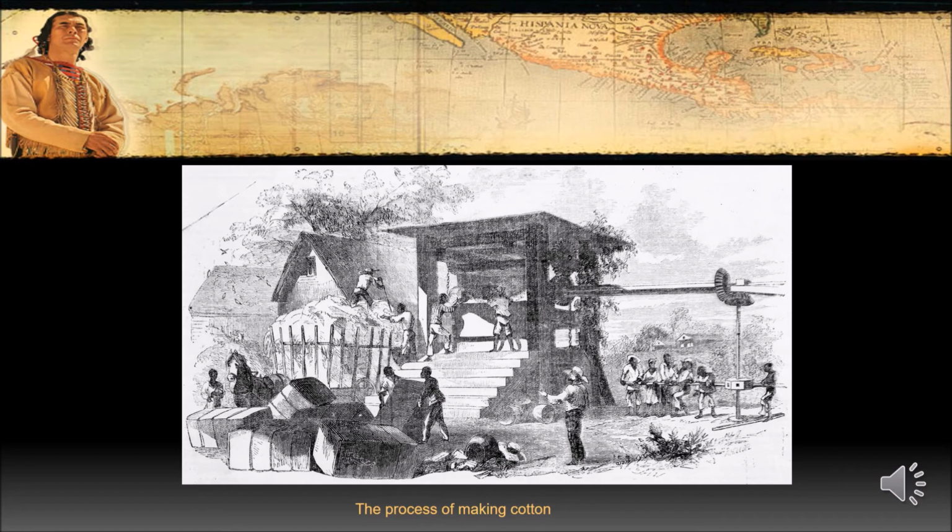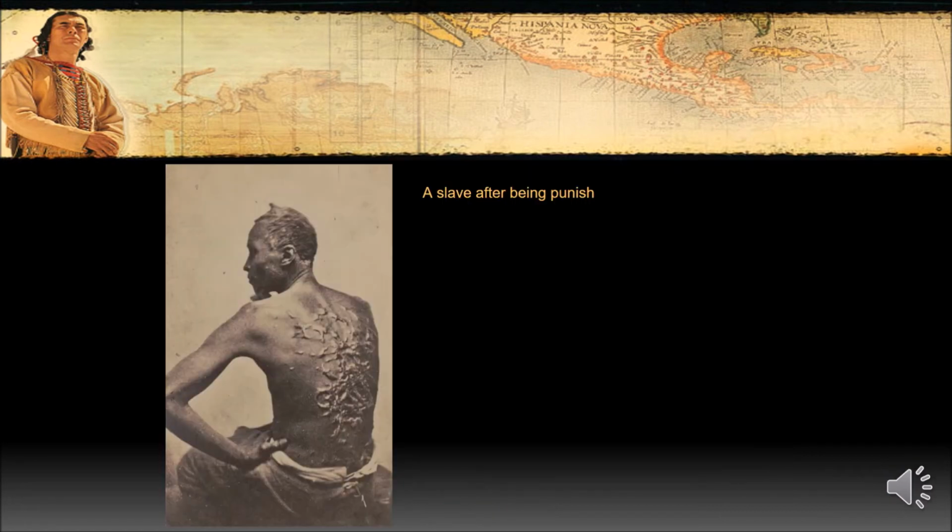The image shows how slaves worked, in which they must do heavy work. Meanwhile, white people also worked but did not do heavy work, and some of them were supervisors of slaves. The next image was a slave after being harshly punished, and it left a big scar.